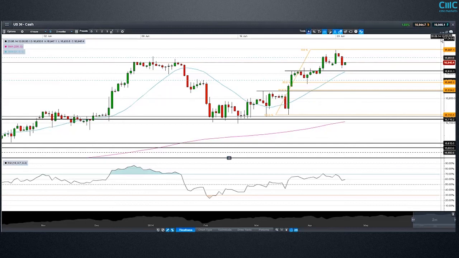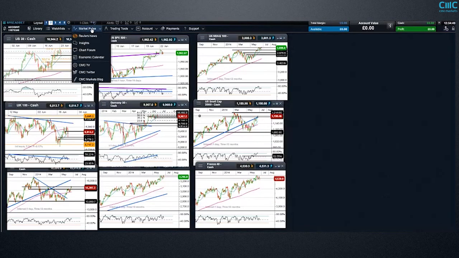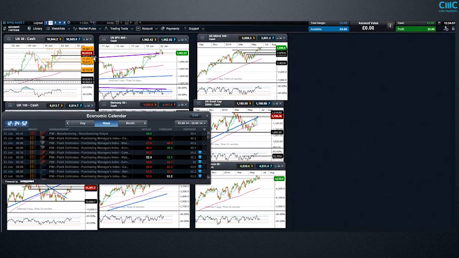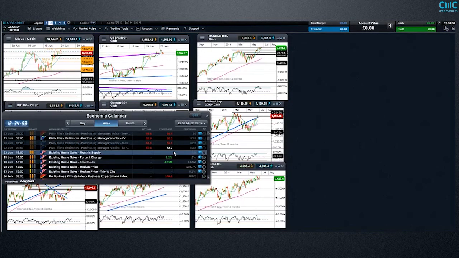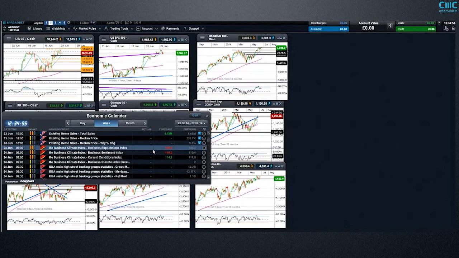Things to look out for this week: I would be paying most attention to the consumer confidence out tomorrow, and then the durable goods is out on Wednesday. Obviously, have a look at our economic calendar, and set yourself some alerts up for later in the week. This is the ISO tomorrow.